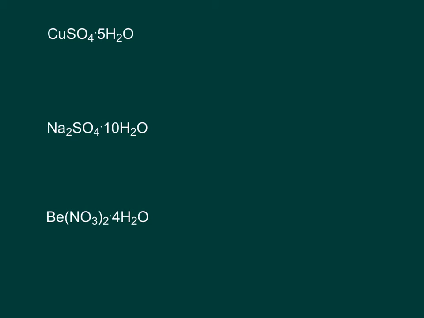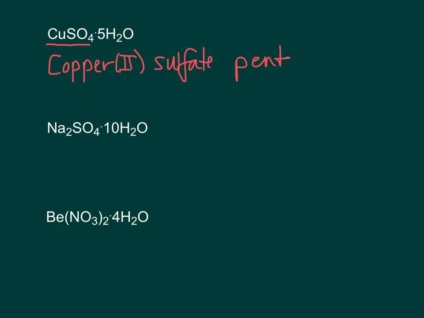So the first thing we want to do is learn how to name these. This is really simple. CuSO4 we know is copper 2 sulfate, right? Transition metal. So copper 2 sulfate. And then it has 5 waters, so we're going to say pentahydrate. Pentahydrate, 5 waters.